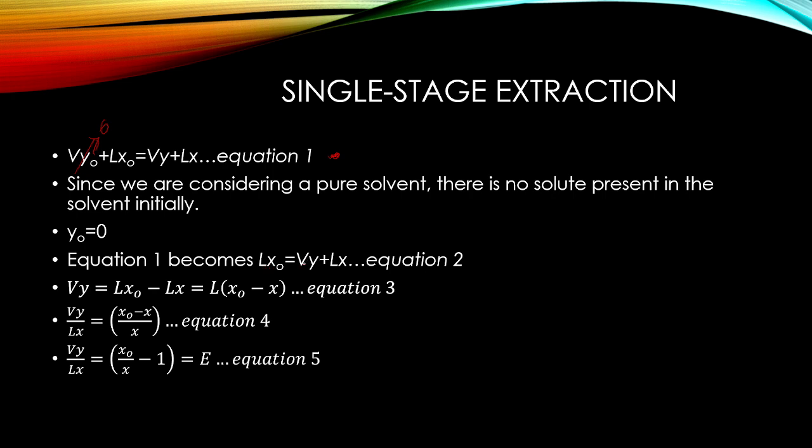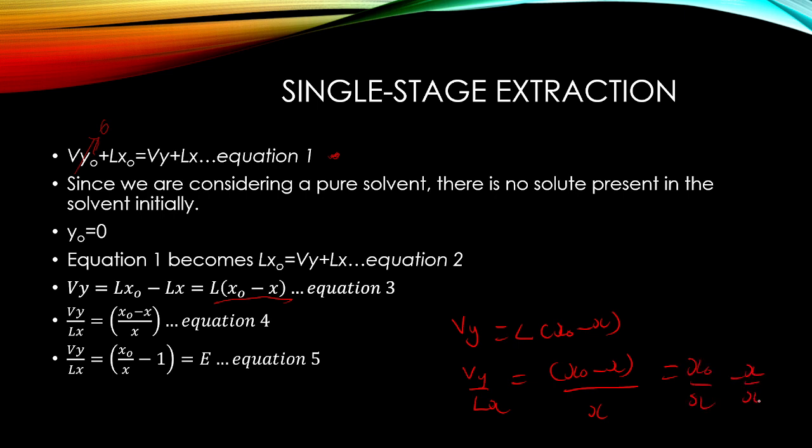And now I can make Vy the subject, so that I have Vy to be Lx naught minus Lx, and I can factorize L out to have the expression in this form. Now I have my Vy to be equal to my L, x naught minus x. I can divide through by L, so that I have Vy over L to be equal to x naught minus x. Now I can divide through by x as well, so you see why we are doing this very soon. When we do that, this becomes x naught over x minus x over x, or x naught over x minus 1, which we see over here.